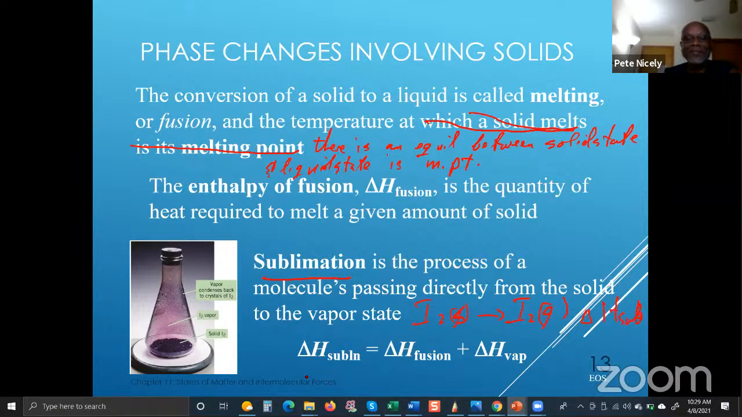iodine solid, all right? And there's a relationship between the enthalpy of sublimation, enthalpy of fusion, and enthalpy of vaporization. So that's a relationship right here. Enthalpy of sublimation is equal to the enthalpy of fusion plus the enthalpy of vaporization.